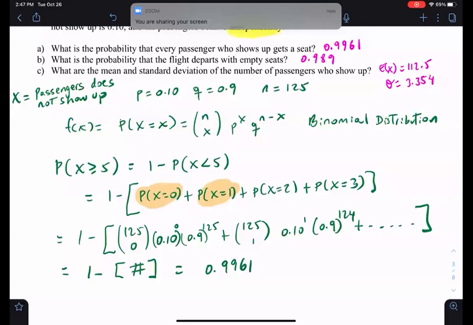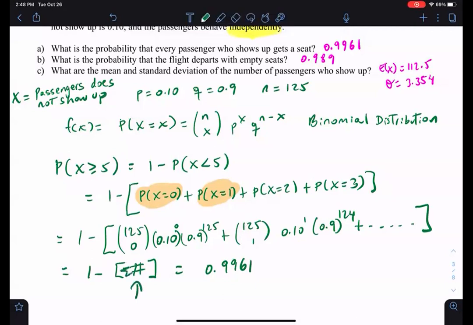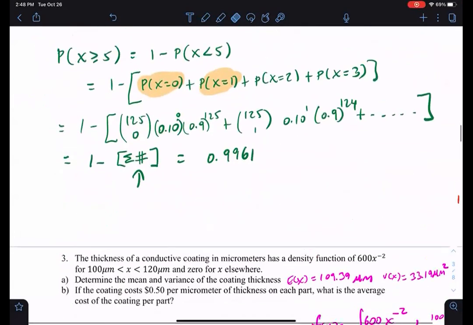You're supposed to get 0.9961. This is the sum of those numbers, right? So you can see this is the sum. Okay, and you subtract that from 1, and you get 0.9961. For part B, so this is part A.